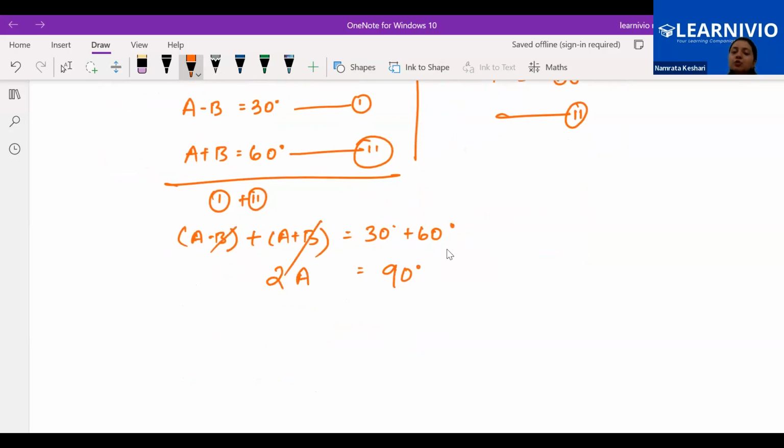We will have 2A. A will be 90 degree by 2, that means 45 degree. Any confusion? And what about B? Let's substitute A in any one of the equations. So substituting A in equation 1.